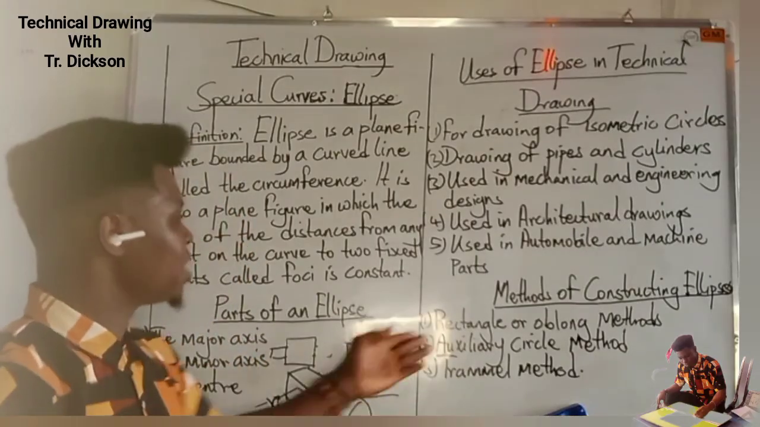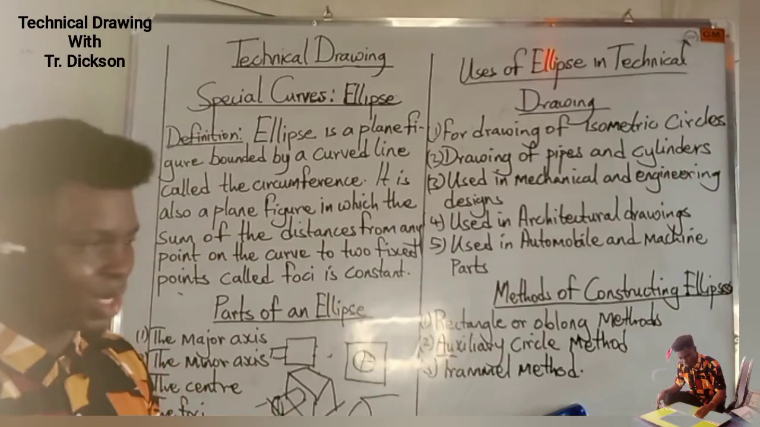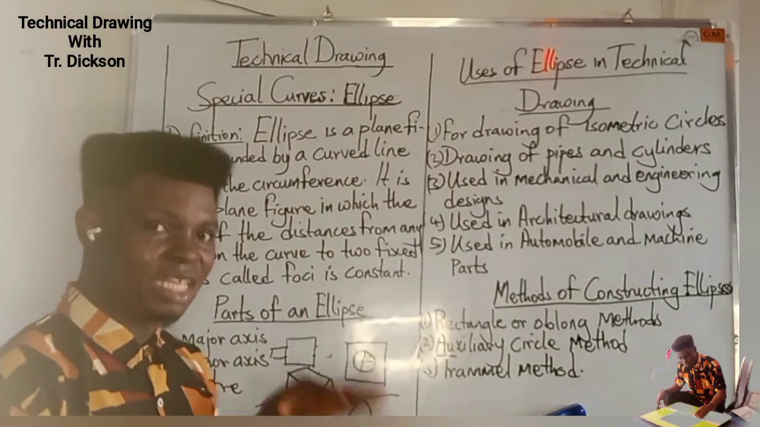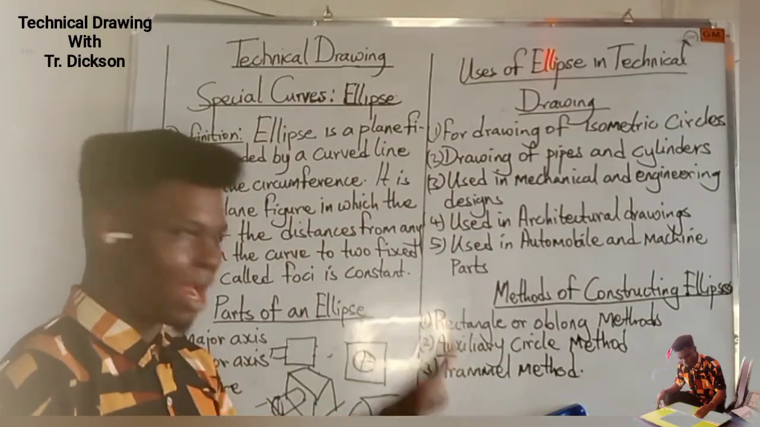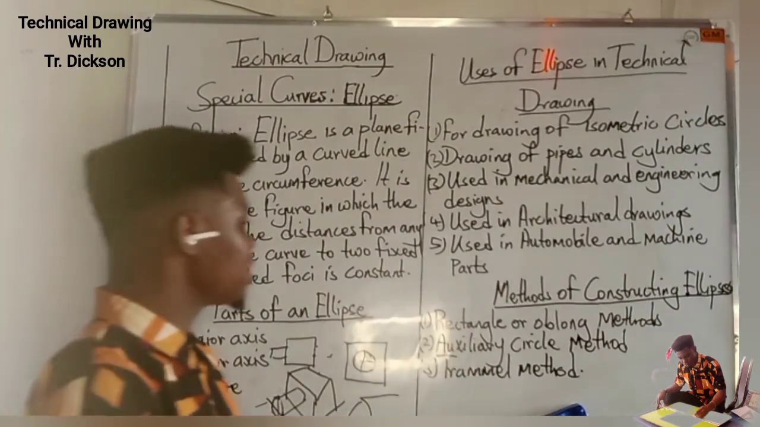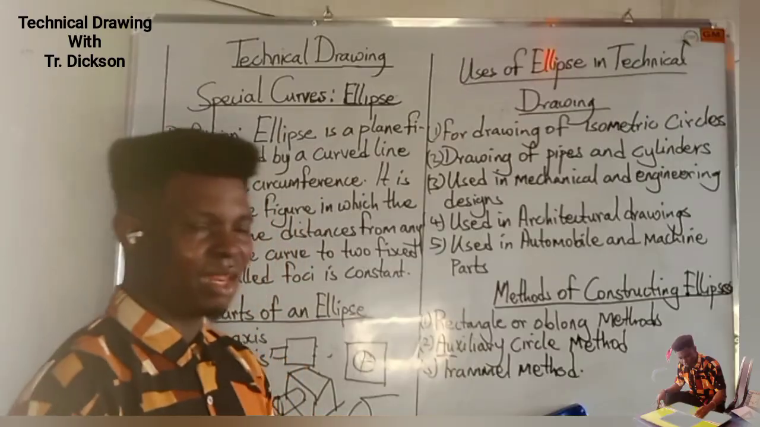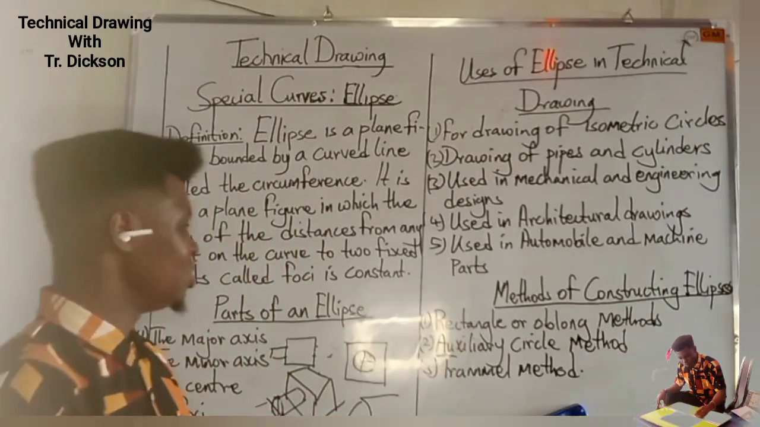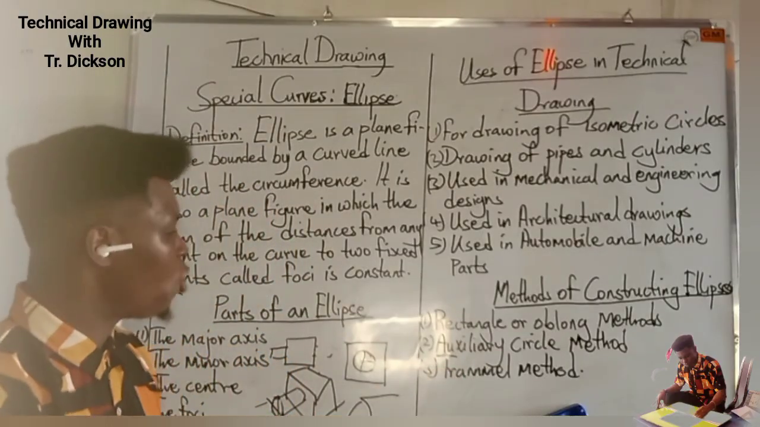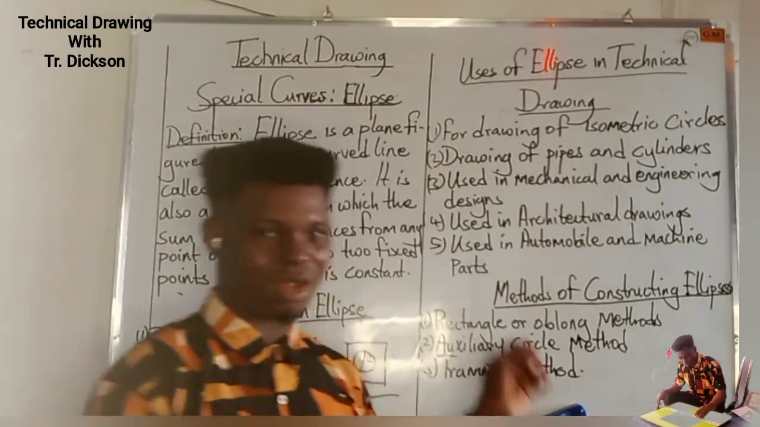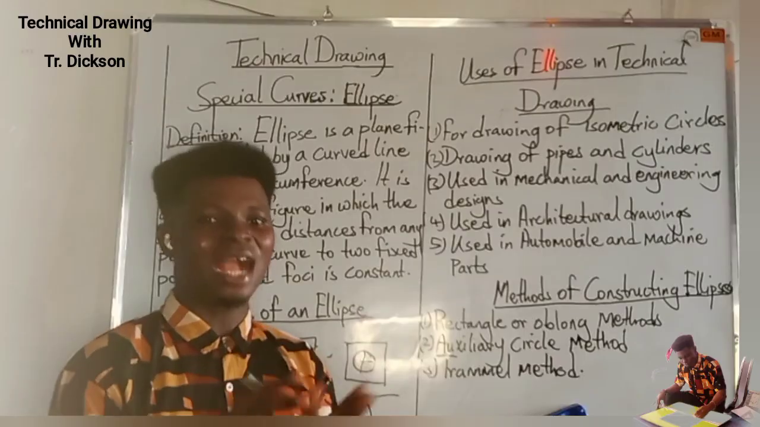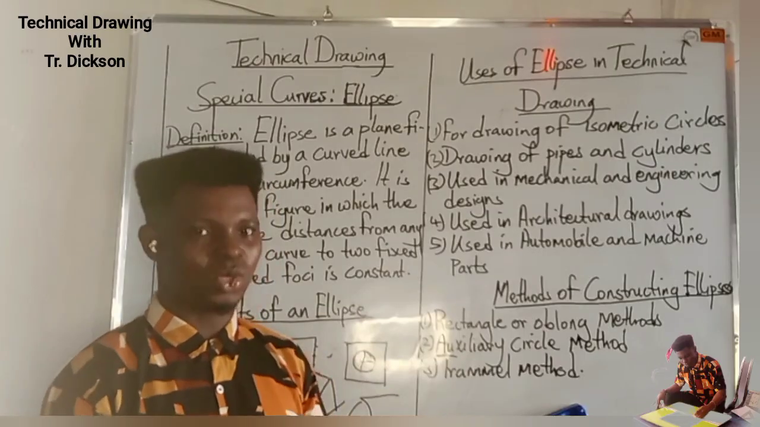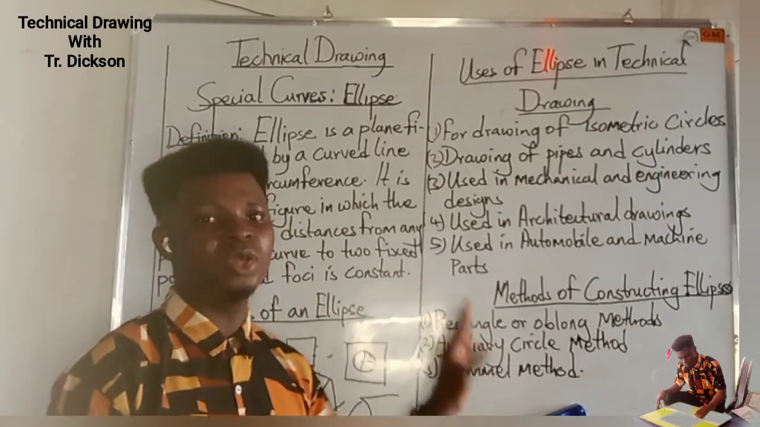Okay, the first one is called rectangular or oblong method. That is the one we will start. In this video, we are going to present this one right away. Number 2 is auxiliary circle method. I think maybe after this one, we will put that into practical. We have equally triangle method. This is the real practical method of which we're going to carve a triangle and use to construct. All right, so the 3 we're going to consider.